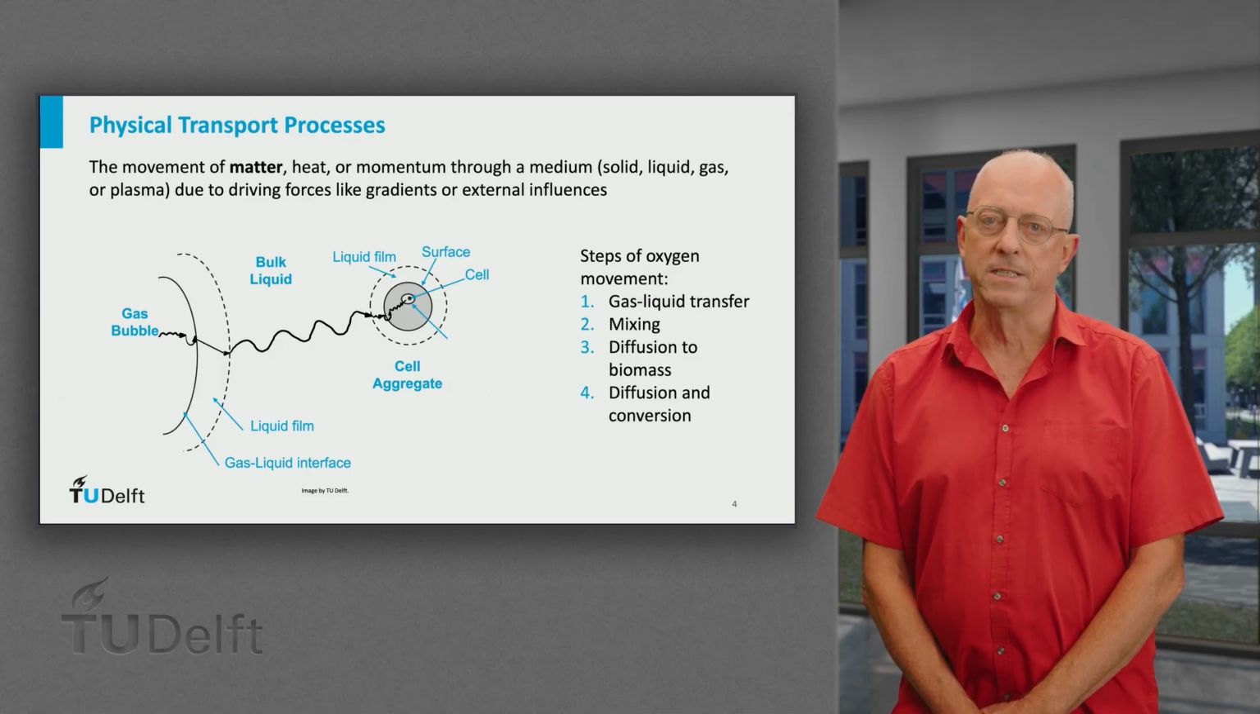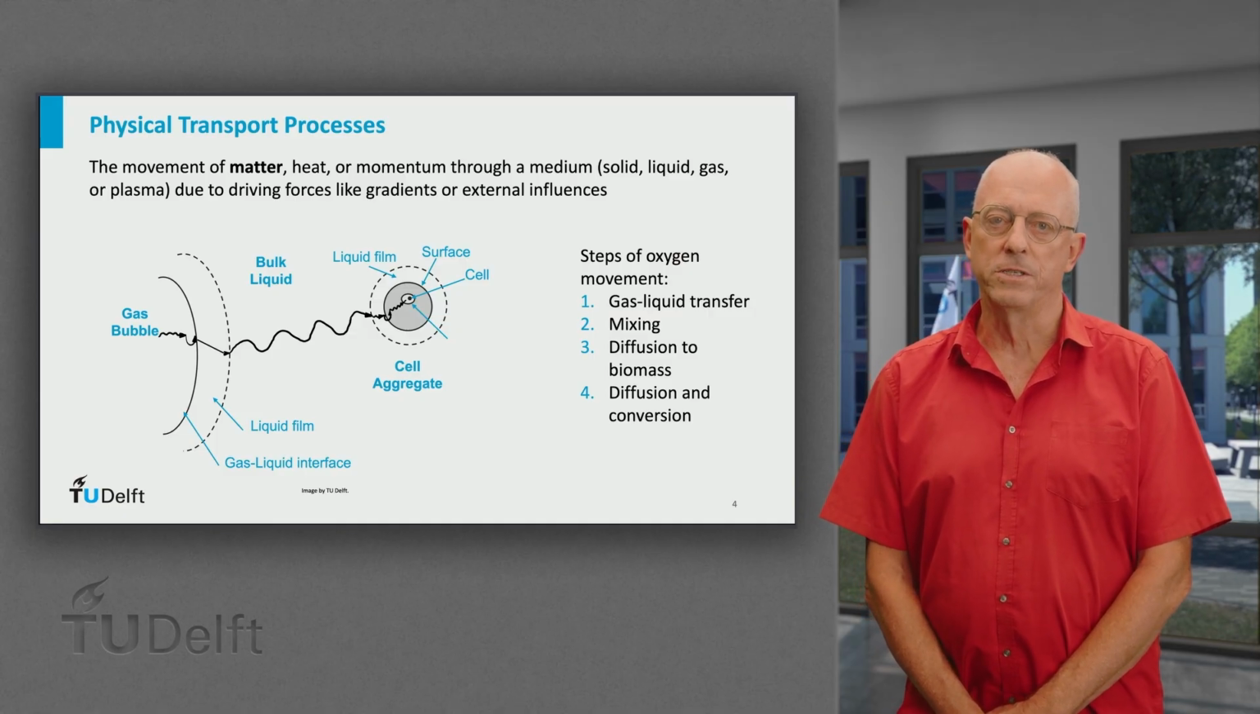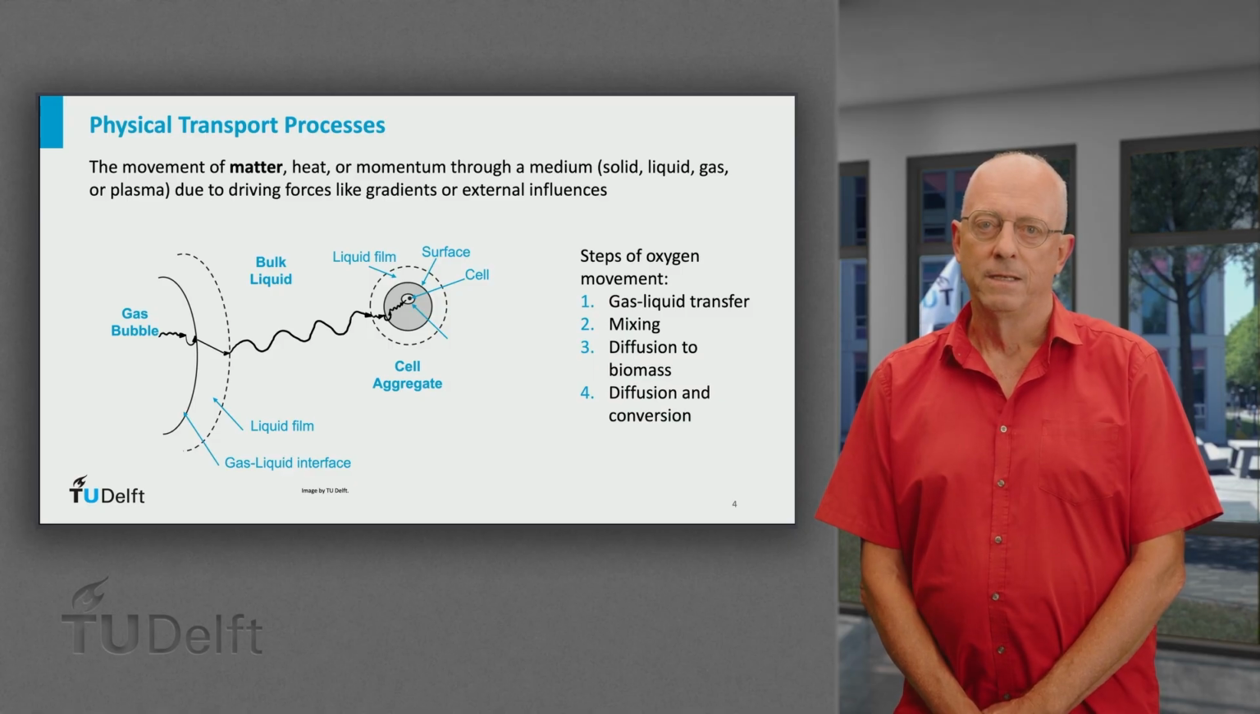Let's explore a concrete example: oxygen transport in aerobic processes, like those used in wastewater treatment. Oxygen starts in gas bubbles provided by blowing air in the reactor. The oxygen moves through several steps. First, the gas-liquid transport. Oxygen dissolves from the gas bubble into the liquid, diffusing through a thin stagnant film where its concentration drops. Then there is mixing in the reactor. The reactor mixing distributes the oxygen in the liquid phase.